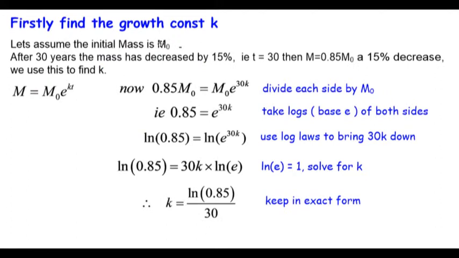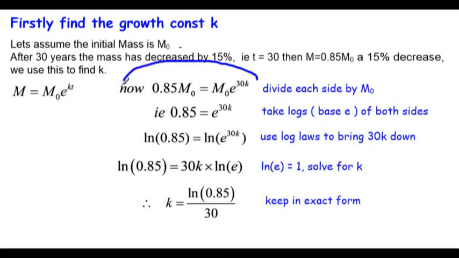Now, the initial mass is m0, or m original, if you want to think of it like that, the original mass, or m as t is 0. After 30 years, the mass has decreased by 15%. That means it's basically 85% present, if you think of it like that. So m is equal to 0.85 m0 after 30 years, a 15% decrease. Let's have a quick look at how we go through this.